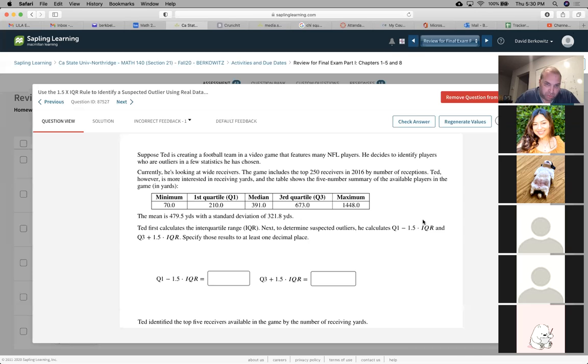Ted first calculates the interquartile range, IQR, which is 673 minus 210, which is 463. Next, to determine suspected outliers, he calculates Q1 minus 1.5 IQR and Q3 plus 1.5 IQR.